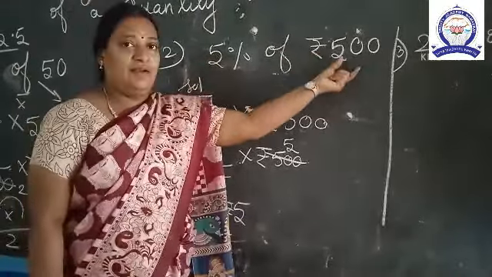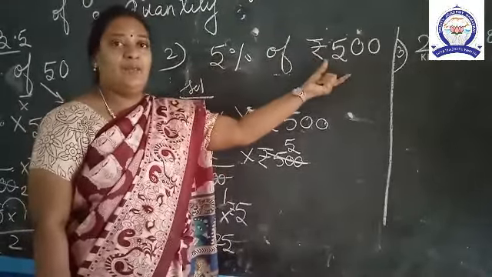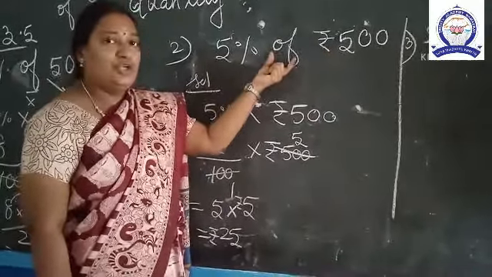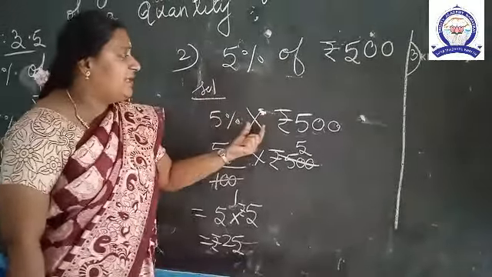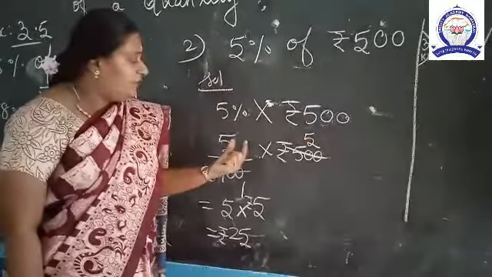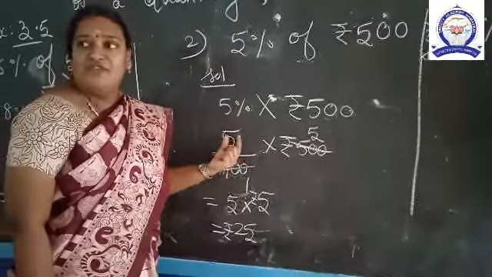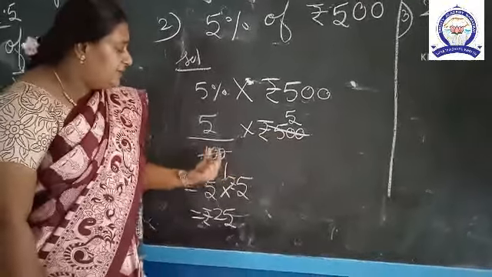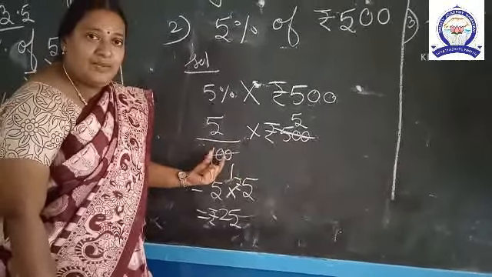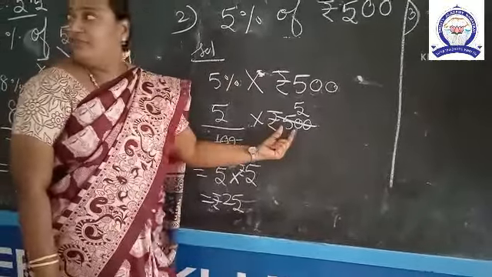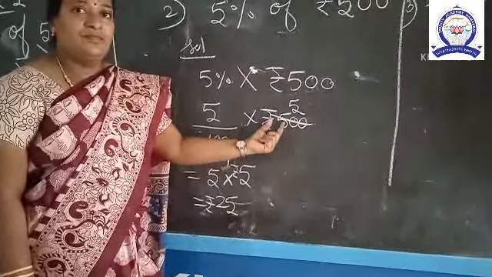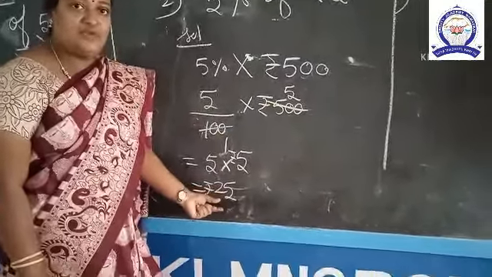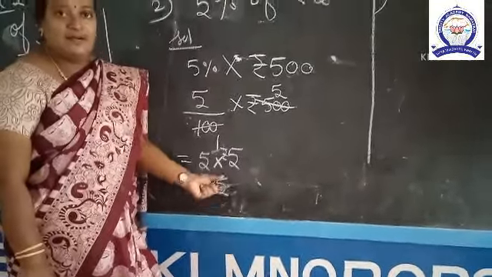5% of rupees 500 எப்படி கண்டுபிடிக்கணும்? So 5% of means into. Of means into rupees 500. So 5% into rupees 500. Next 5% can be written as 5 by 100 into rupees 500. Next, so using multiplication tables, 100 ones are 100, 5 into 100, 500. Okay, so 5 5s are 25. So rupees 25 is the answer.